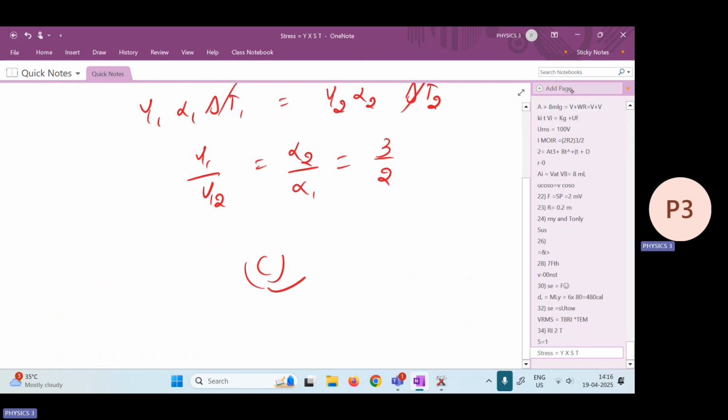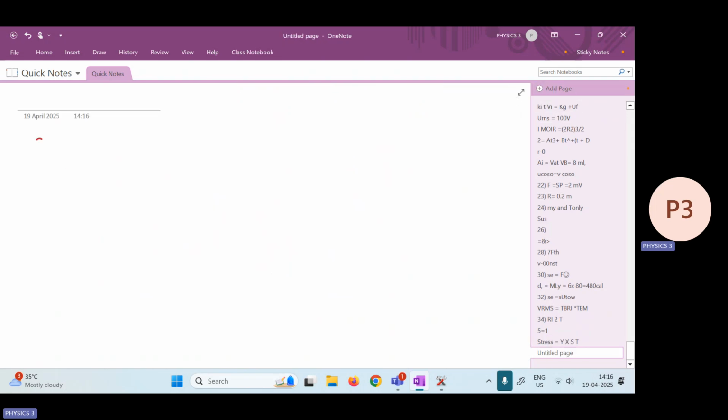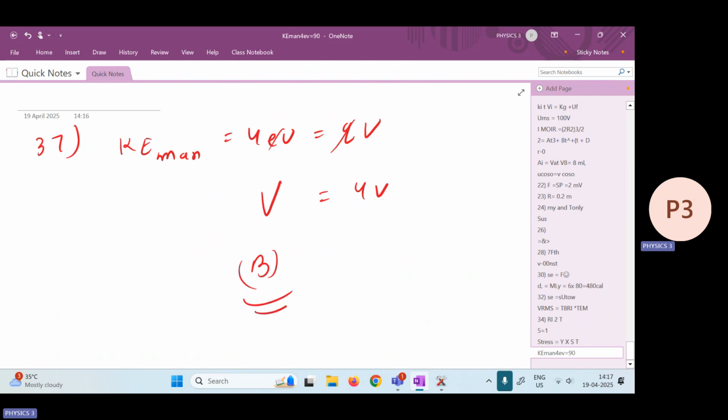Okay. So let's go to the next question, the 37th question. We have been given the maximum kinetic energy of photoelectrons emitted from a surface when photons of energy 6 electron volt fall on it is 4 electron volt. The stopping potential is asked. Okay, so kinetic energy max we have been given as 4 electron volts. So we can write charge into stopping potential. The charge gets cancelled out. The stopping potential we have got is 4 volt. Okay, so B option is absolutely correct in this situation.